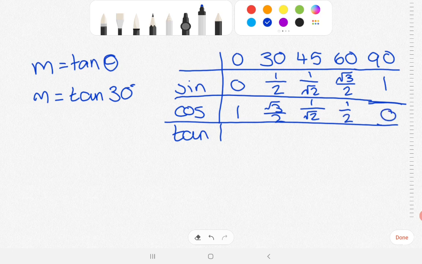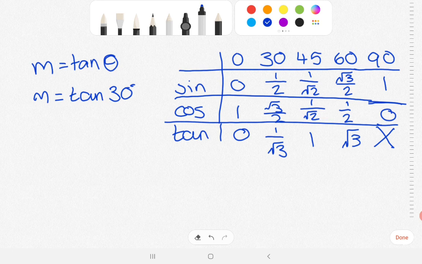Tan's totally different. Tan of 0 is 0. Tan of 90 doesn't exist. If you think about the tan graph, that's where there would be an asymptote. And then tan of 30 is 1 over root 3. Tan of 60 is root 3. So that was how I used to remember them. The smaller one was 1 over. And then tan of 45 was 1. So those are your exact values that you need to memorise.